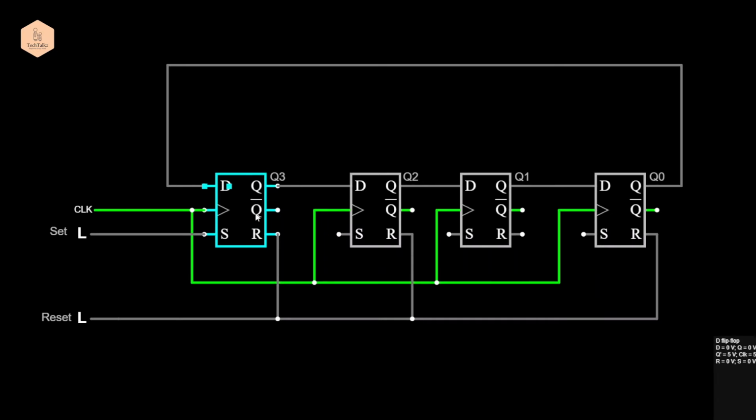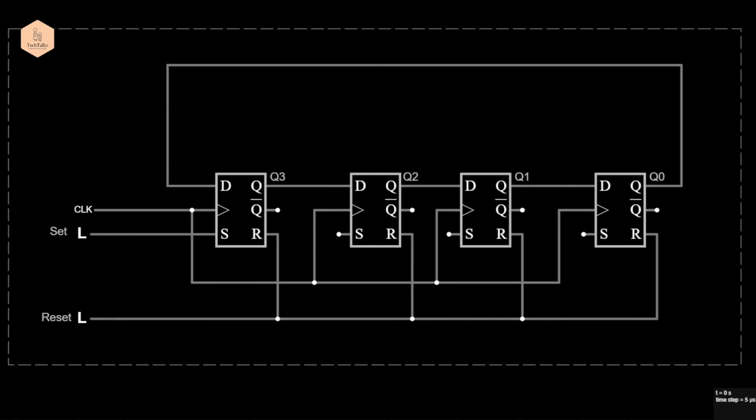Here we are using D flip-flops. Clock pulses are applied to the flip-flops in the sequence. And as the clock signal toggles, the bits are shifted from one stage to the next. This creates a binary counting sequence.